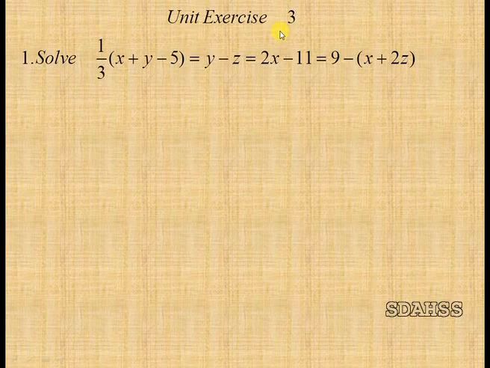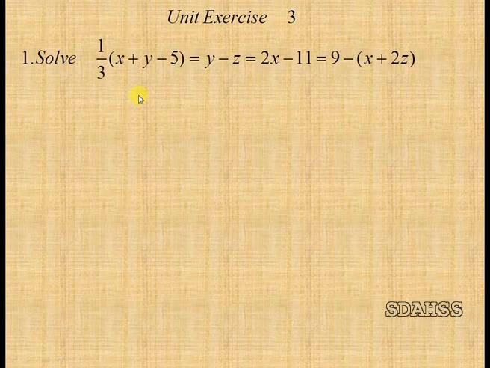Unit exercise 3. First sum. Solve (1/3)(x + y - 5) = y - z = 2x - 11 = 9 - x + 2z. Here only one equation is given, but you have to equate any two of the expressions. You have to equate the equations.